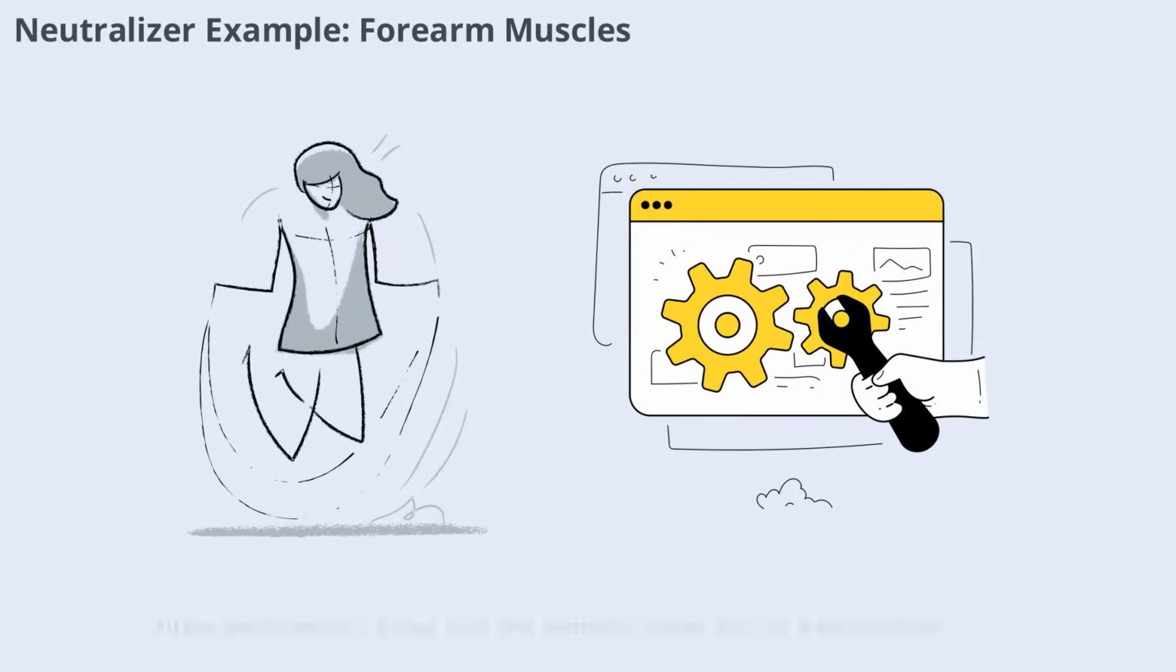In performing a bicep curl, the pronator teres acts as a neutralizer, preventing unwanted rotation of the forearm. This ensures that the movement remains focused on elbow flexion. Such coordination between muscles allows for precise, controlled actions in both daily life and athletic performance.